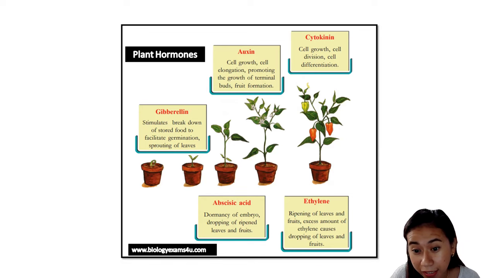Then we have ethylene, from earlier: ripening of leaves and fruits. An excess amount of ethylene causes dropping of leaves and fruits as well, so it is similar to abscisic acid. And for abscisic acid, remember this, dormancy of the embryo. That is why our embryos become dormant. It's because of abscisic acid. This happens during certain seasons.